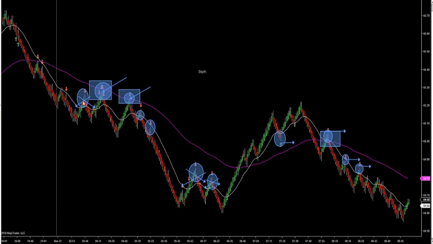You don't want to take the trades that are just closing back inside of the 20, I mean the smaller MA, for a couple levels, a couple bars, because it's going to have a potential stop out.